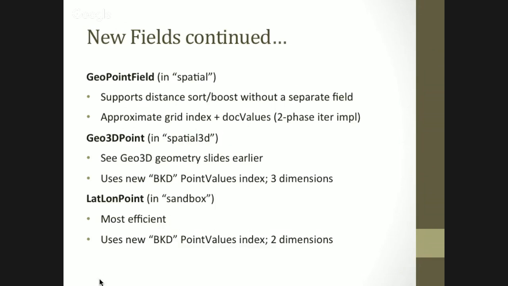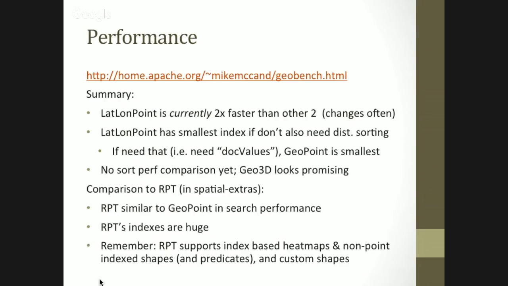I want to get into some of the nitty-gritty details. Performance. I was mentioning performance. Depending on your needs, though, if you only have to filter, then LatLon point is the way to go. But if you want to sort as well, and you're trying to minimize the disk size of your indices, then GeoPoint gets you both in one field for a leaner amount of stuff.